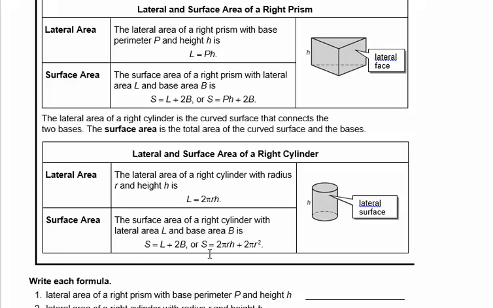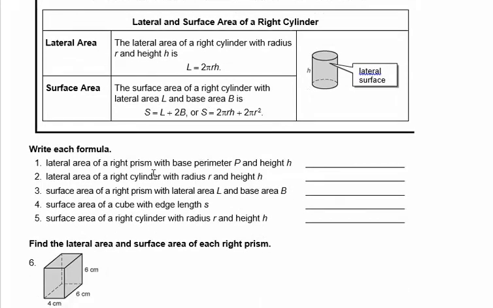And then, of course, for the surface area, we have to include the area of the base. Big B means the area of the circular base. We know that to find the area of a circle, you take pi r squared, so you need 2 of those, so 2 times pi times r squared, radius squared.